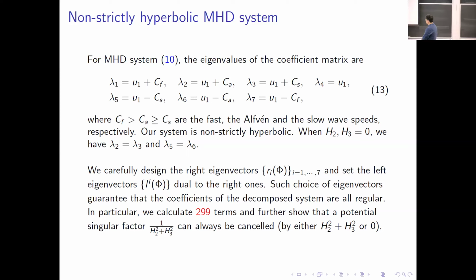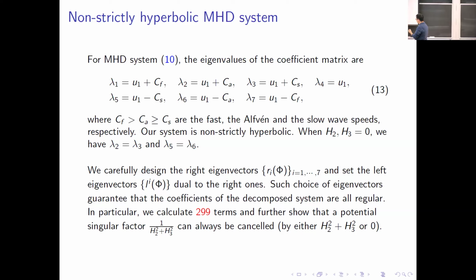CF, CA, and CS are the fast, the Alfvén, and the slow wave speeds. This system is also non-strictly hyperbolic. When H2 and H3 are both zero, we see that lambda 2 and lambda 3 are the same, and lambda 5 and lambda 6 are the same. This is the place where we need to be very careful about how to choose the left eigenvector, so we carefully design the right eigenvector and the left eigenvector. We have the freedom to choose: as long as you multiply by any function, the left eigenvector is multiplied by the corresponding inverse.